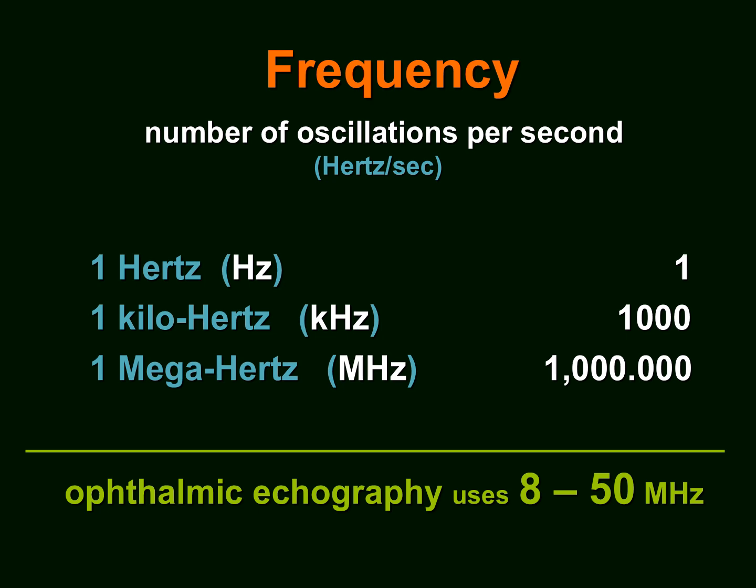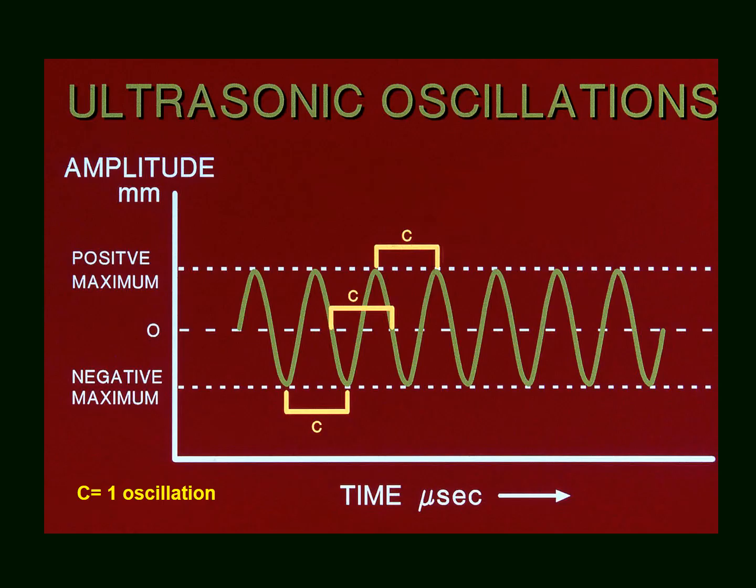In ophthalmic echography, frequencies between 8 and 50 megahertz are being used. And here a graphic display of such an oscillation.